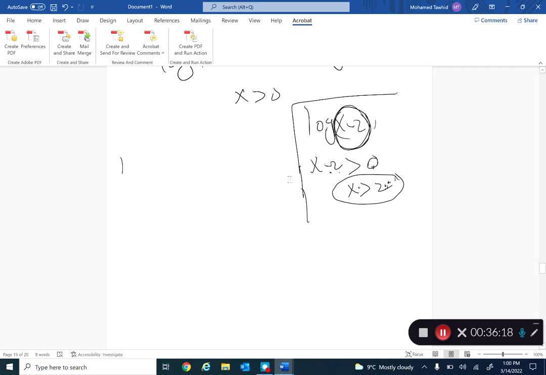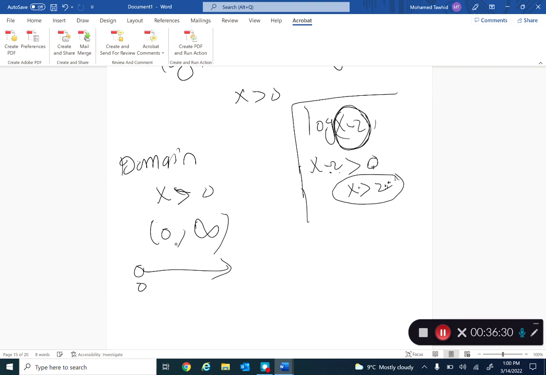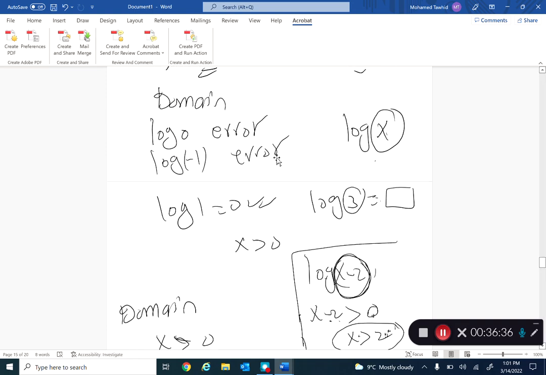So what is my domain for this problem for f? It should be x greater than 0. I could write it as open from 0 to plus infinity. So that starts after 0, open from 0, because it cannot be 0. So 0 to plus infinity. So that is step number 1, to find the domain.